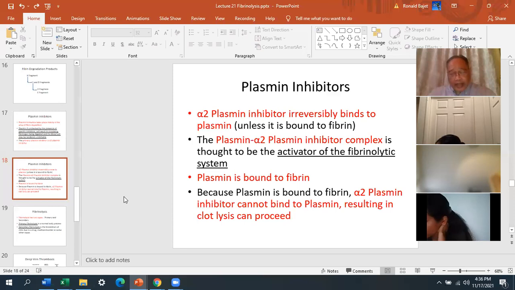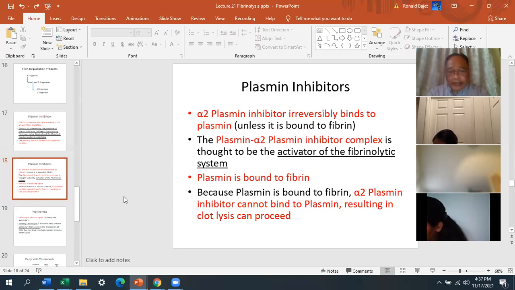So the alpha-2 plasmin inhibitor will bind to plasmin and inhibit it. What that states is the clot will remain intact, correct? You see that? The plasmin inhibitor will stop the plasmin from working, so your clot's going to be protected. If plasmin is bound to fibrin, then the fibrin is going to be dissolved. So you have a complex: the inhibitor has found plasmin that has not been bound to fibrin, free plasmin, because if plasmin is bound to fibrin, then the fibrin clot will dissolve. The complex is thought to be the activator of the fibrinolytic system.